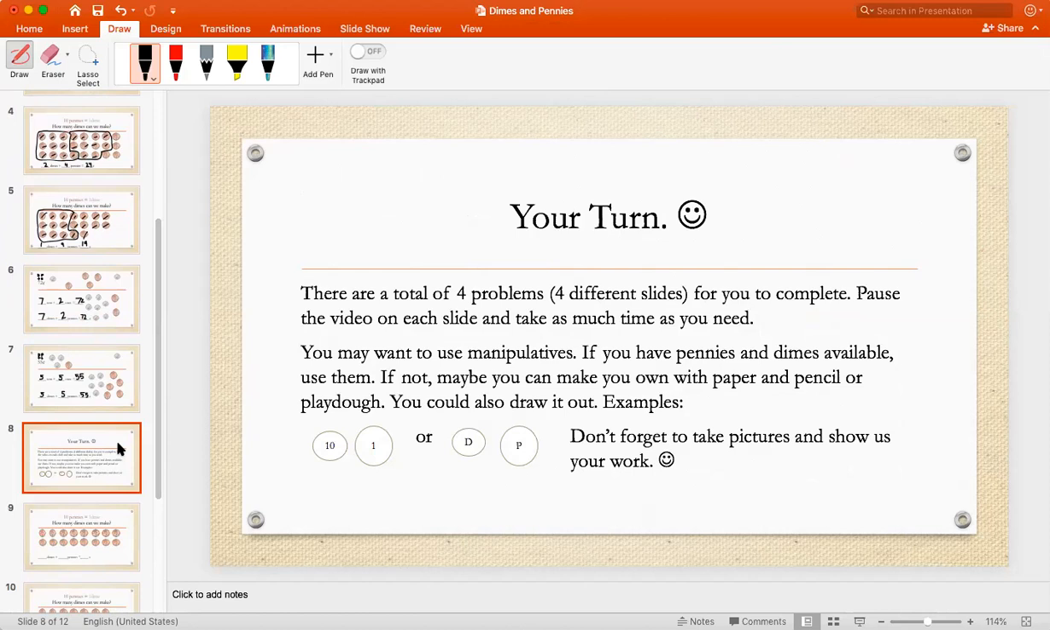You could also draw it out, just like I did here. These are the examples. So this would be a dime because it's worth 10, or a penny because it's 1, and then D for dime, P for penny. Either way, whichever way works best for you. And then don't forget to take pictures and show us your work.